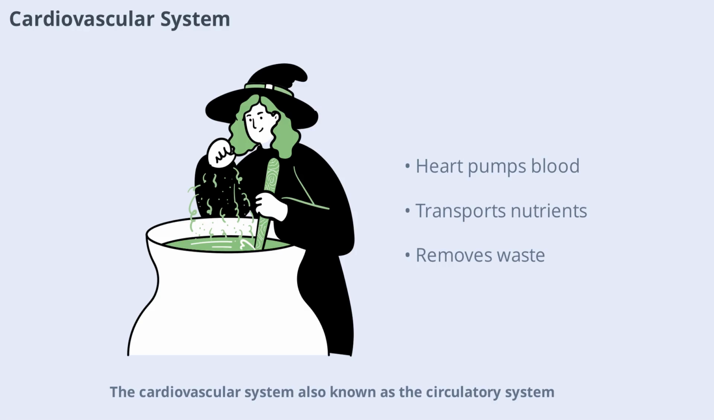The cardiovascular system, also known as the circulatory system, is responsible for transporting blood, nutrients, and oxygen throughout the body. It consists of the heart, blood vessels, and blood. This system ensures that every cell receives the resources it needs to function and removes waste products efficiently.